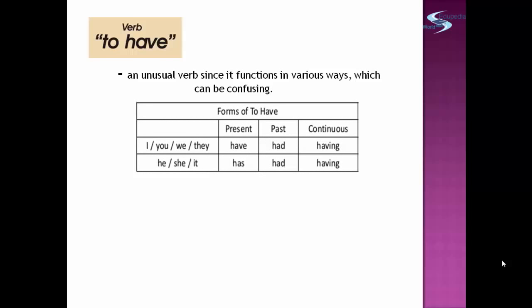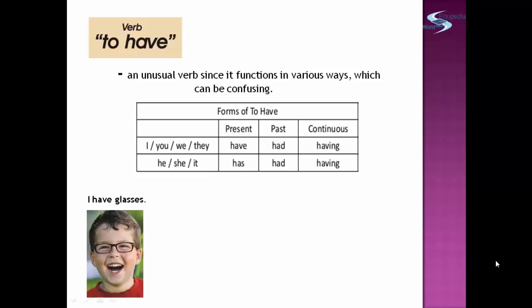For the subject I, you, we, they, we can use the form have in the present tense, had in the past tense, having in the continuous tense. For the subject he, she, it, we can use the form has in the present tense, had in the past tense, having in the continuous tense. Let us have an example.